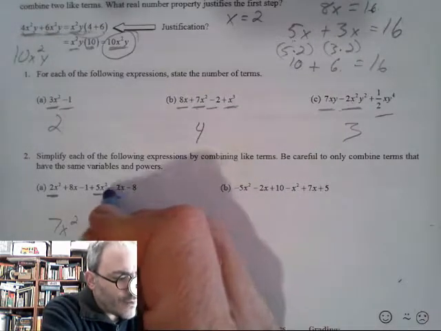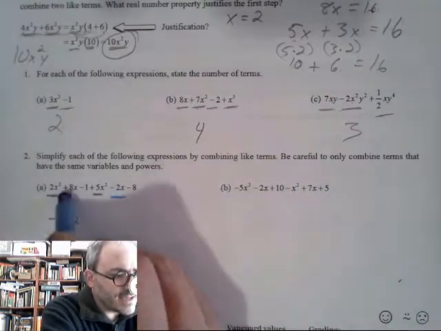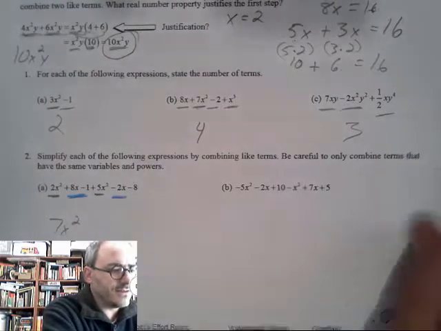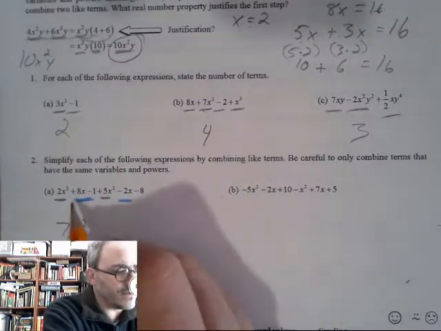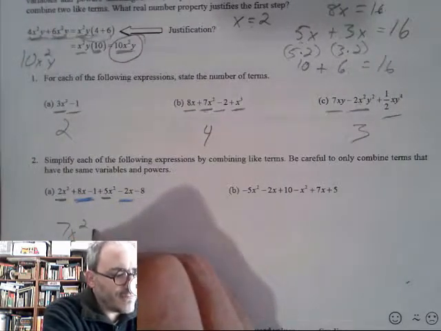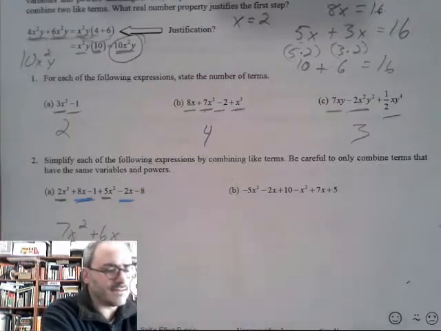Now I have one of these, negative 2 times x, and one of these, 8 times x. So I'm going to combine those. 8 plus negative 2 is positive 6x.